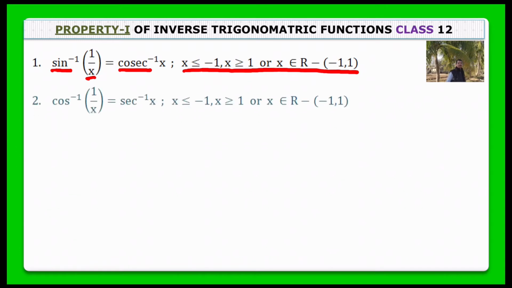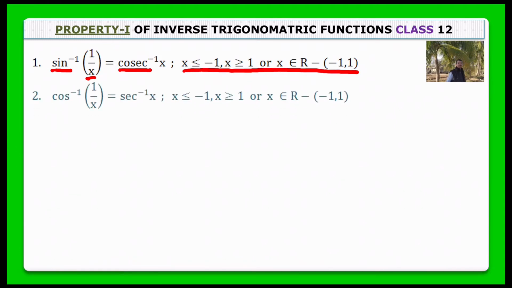And the second, we will discuss that cos inverse 1 upon x will be equal to sec inverse x, and there is a condition on x. Similarly, third, tan inverse 1 upon x equal to cot inverse x where x is greater than 0.